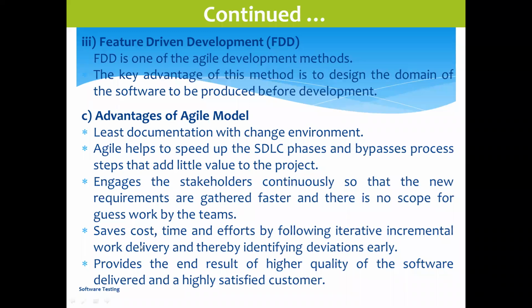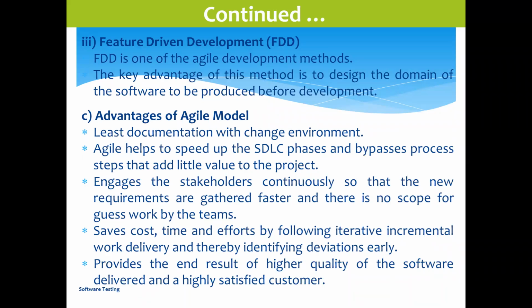So it will save the cost, time and efforts by following iterative incremental work delivery and thereby identifying the deviations early. So everything goes very fast, that's why it is always a good approach. And any deviation or bug, we identify in the early phase, because it is going on at a 14 or 15 day interval with the release, so we can identify early.